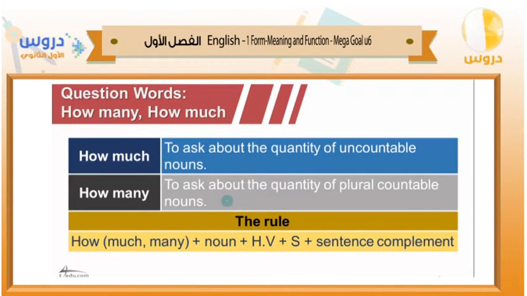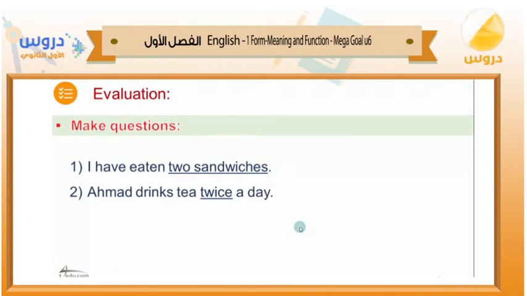And how many is the opposite, to ask about the quantity of plural countable nouns, so we can count them. How many books? 3, 4, 5, you can count them. How many cars, how many pens, how many pencils, all of these are countable nouns. In a rule, we either use how much uncountable, how many countable, with a noun, how much sugar, how many books, and so on, with the subject and the rest of the sentence, or we call it sentence complement.